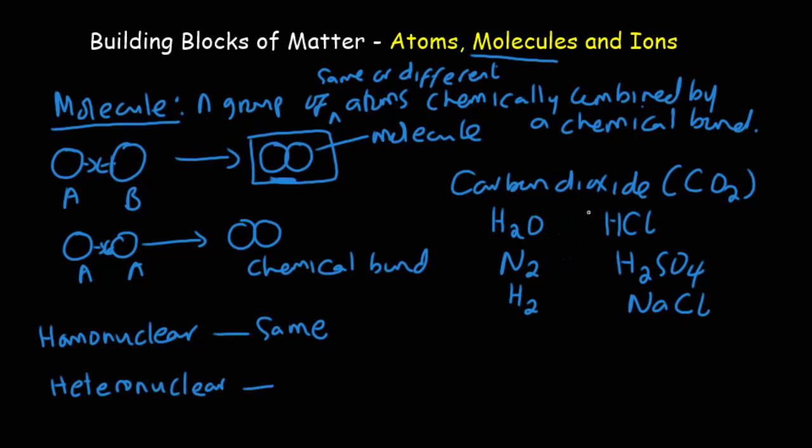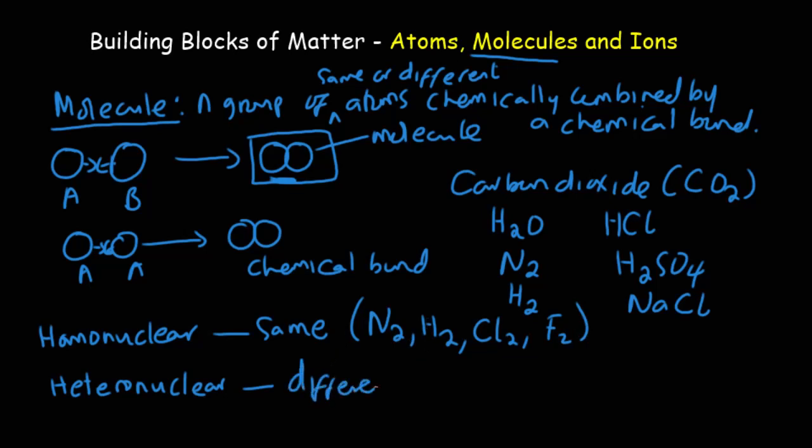Now, we can group these examples of molecules into homonuclear and heteronuclear. So, homonuclear is between same atoms. So, examples can be nitrogen gas, hydrogen gas. We can also talk of chlorine gas, fluorine gas. So, all these are examples of homonuclear molecules.